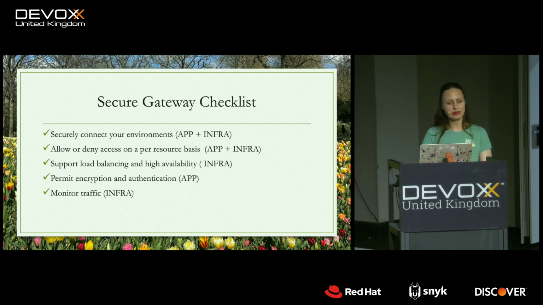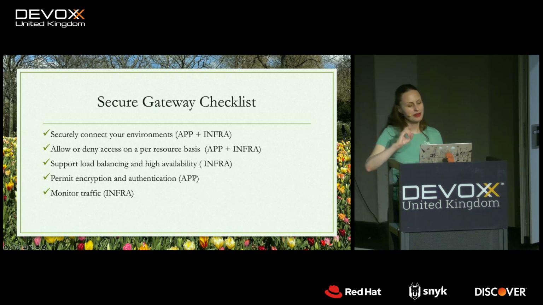We can permit encryption and authentication. I should have modified this one here. It's app and infrastructure, and mostly infrastructure. Sorry for the typo there. Because the certificates are being handled and rotated by Cert Manager. But not only that, we have the app that is accepting those and looking at those there. And you can monitor the traffic at infrastructure level better, thanks to Istio.